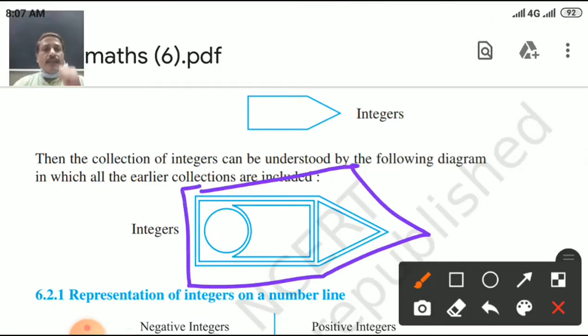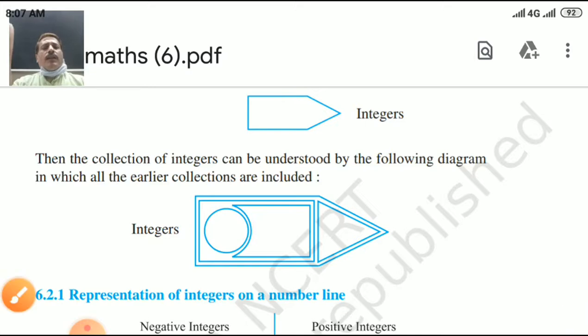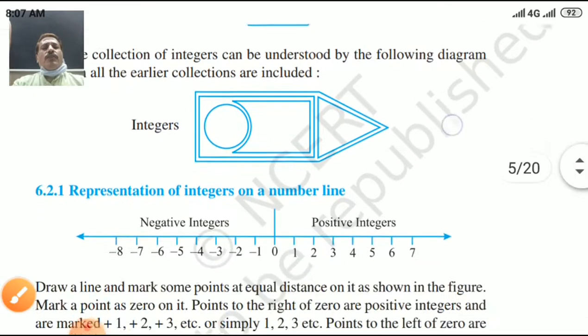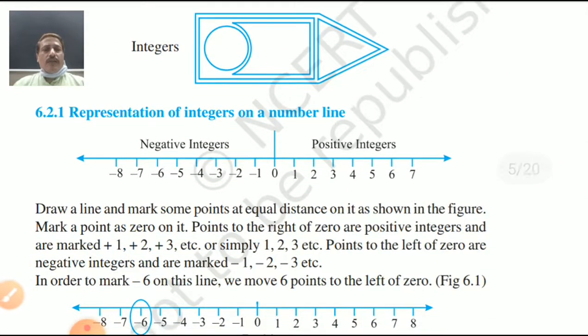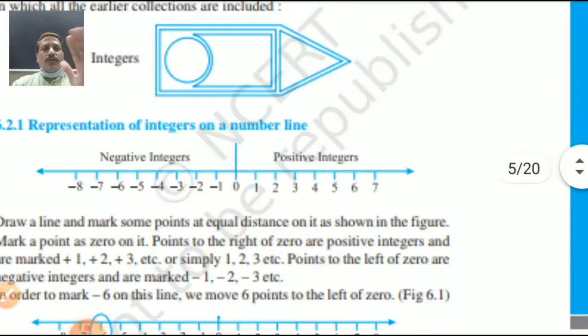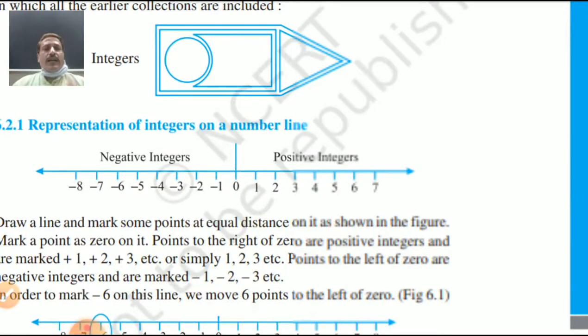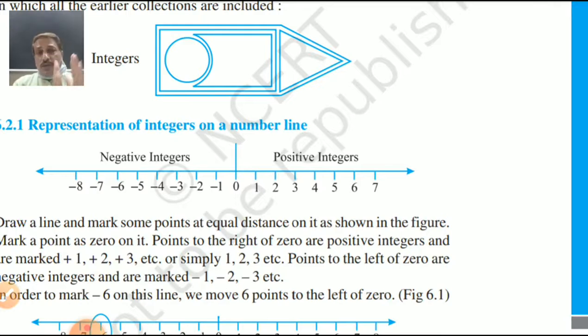Isn't it? Correct. Now, representation of integers on a number line. This is your number line. Positive numbers on the right side, negative numbers on the left side, and exactly in the middle we put 0. Positive numbers 1, 2, 3, 4, 5. In the same way you can write minus 1, minus 2, minus 3, minus 4. But student, here you should keep it in your mind.